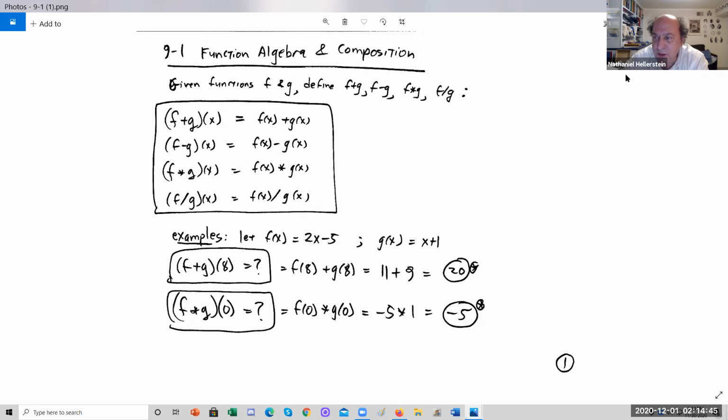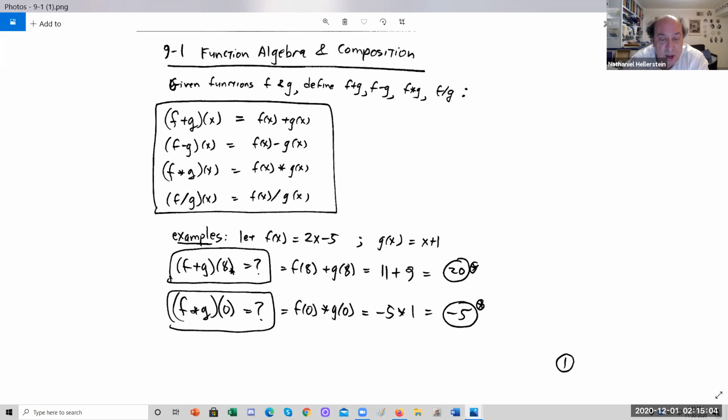Now the book goes into some questions about the domains of these things. I tend to leave that alone. The main thing is that these have domains where both f and g have domain. For the ratio, you have to rule out where g of x equals 0. So here we go. Example. F of x is 2x minus 5. G of x is x plus 1.